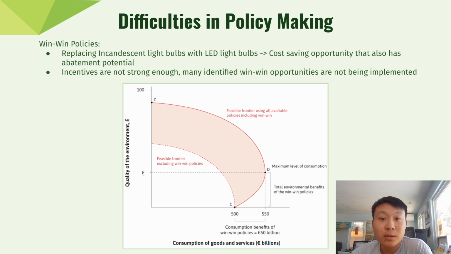A positive slope means that there are certain ways that you can have a policy that does that, and so the possibilities for what ratio of consumption and quality of environment we could have would be greater. The more win-win policies that we discover, the larger the feasible frontier becomes. And the ideal point on the feasible frontier would be some point between point D and point Z, because any point between point C and D are not optimal.